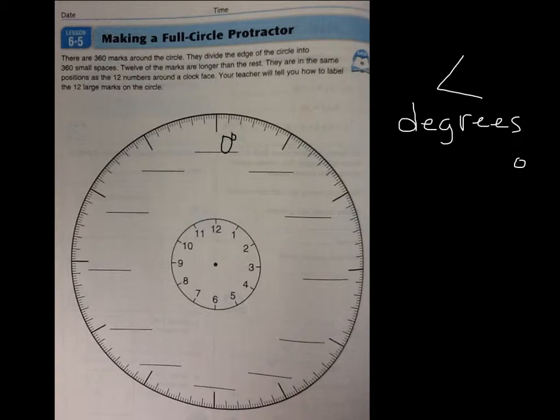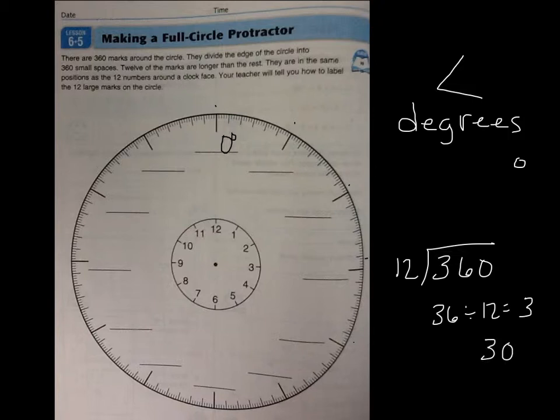The rest of the clock, so we said it's 360, we have 12 different numbers going around, so we can do 360 divided by 12. We know it's just like doing 36 divided by 12, which equals 3, and adding a 0, so it's 30 degrees. That tells us that each of the increments from the 12 to the 1 or the 1 to the 2, between each number, is 30 degrees.